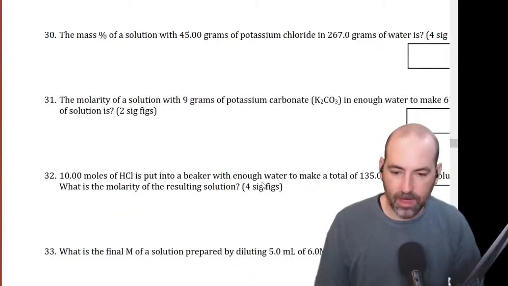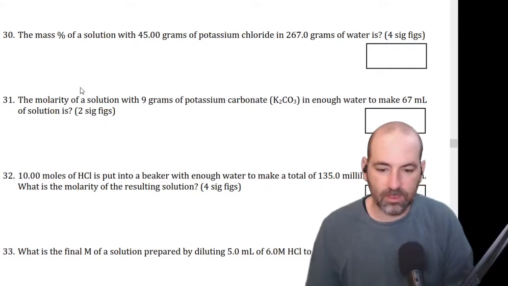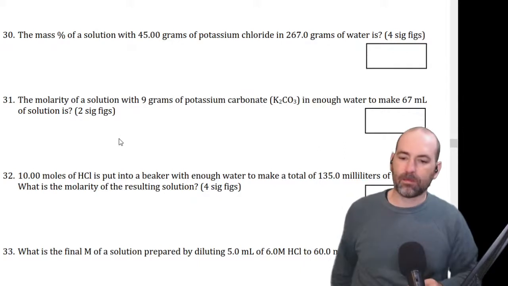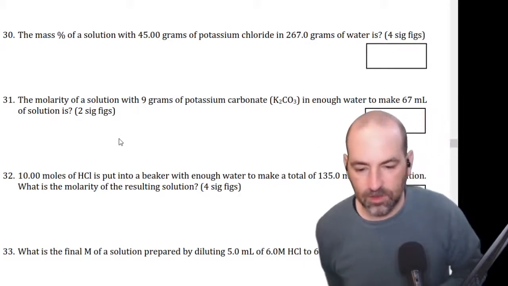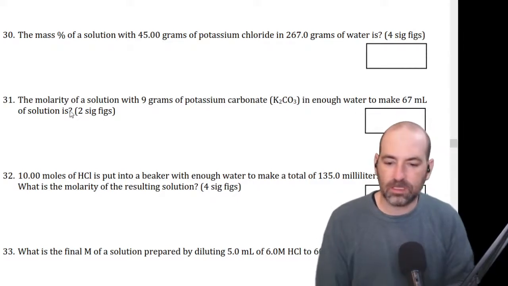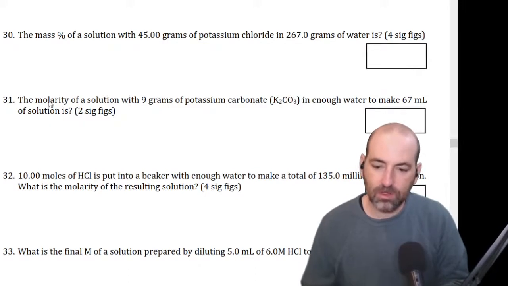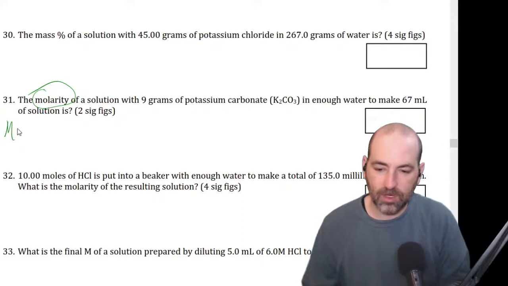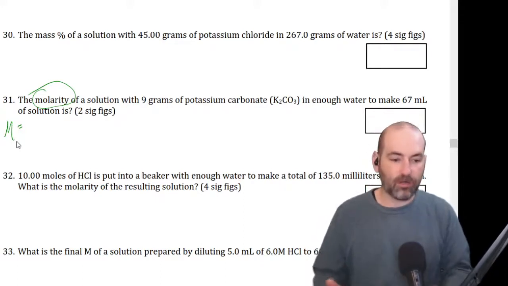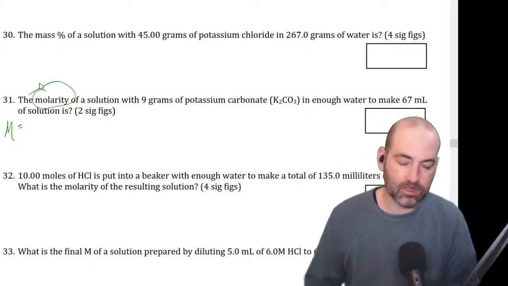So there's a question about number 31 here from this latest handout. So let's just go through it. What is the molarity of a solution with 9 grams of potassium carbonate and enough water to make 67 milliliters of solution? So in this case, we always want to start from the definitions. So molarity, that's either the way we're going to solve it, or we're going to use it as a conversion factor.